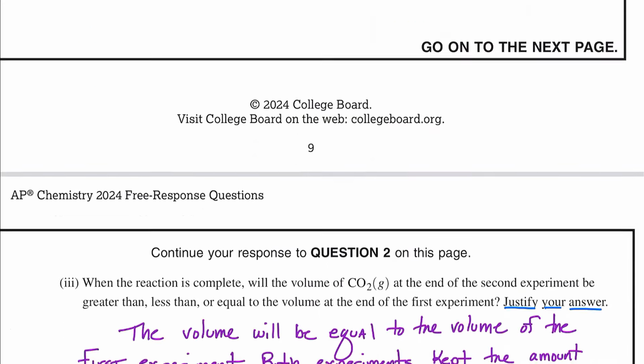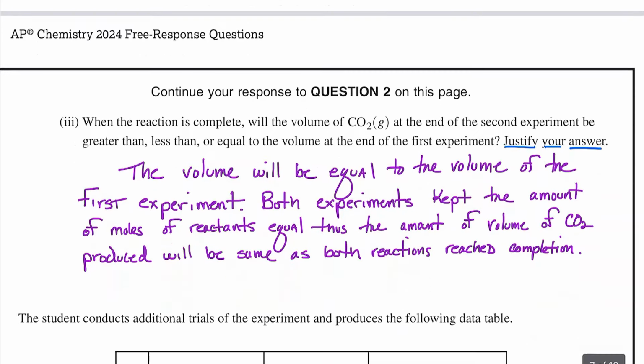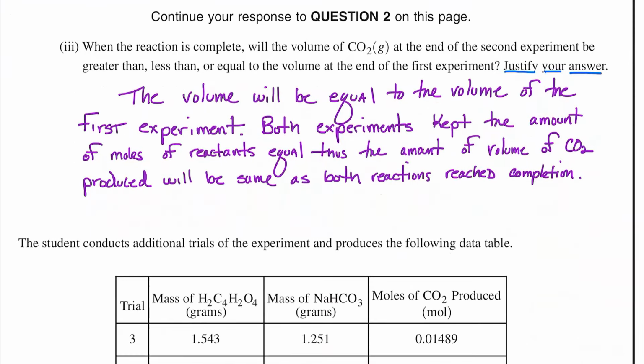All right, and moving on, II says, when the reaction is complete, will the volume of CO2 at the end of the experiment be greater than, less than, or equal to the volume at the end of the first experiment? Well, if both experiments are using the same initial amount of reactants and they're both going to completion, then you're going to produce the same products. It'll take longer for the reaction that reacts slower because of a lower surface area, but you're going to have the same amount of products at the end. So that's another surprising one there.